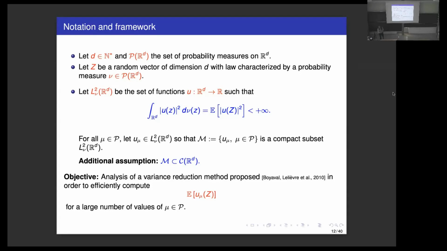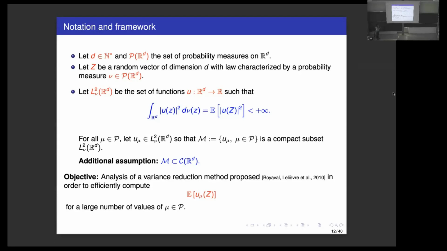Are the probability measures assumed absolutely continuous with respect to Lebesgue measure, or can they be atomic? At this point, they can be atomic. And I'll tell you at some point, but I don't use it.